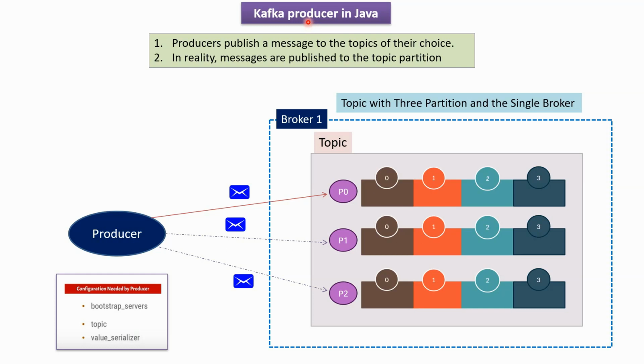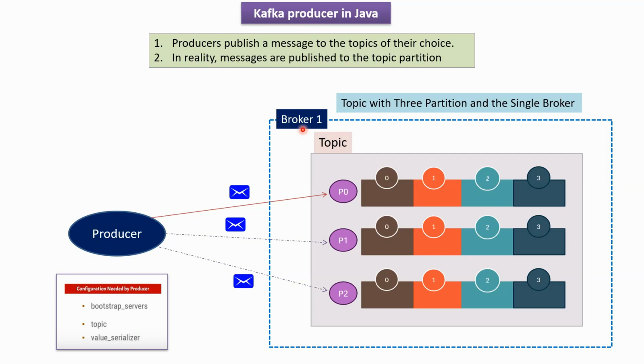In this video tutorial I will explain Kafka Producer in Java. Producers publish messages to the topics, and the producer can choose a particular topic and publish messages to that topic. In reality, messages are published to the topic partition.